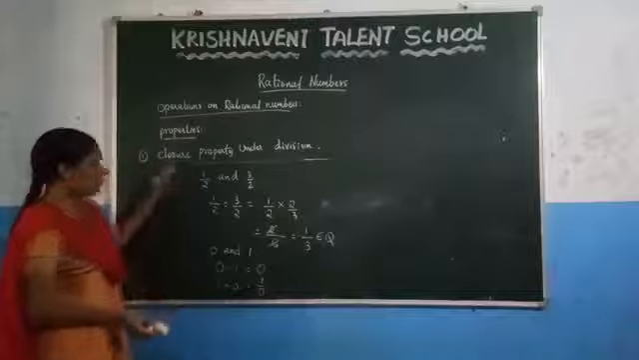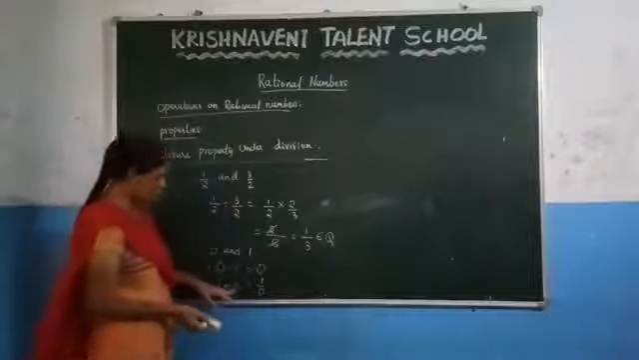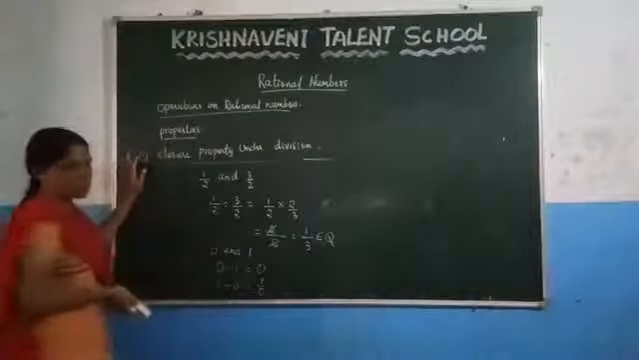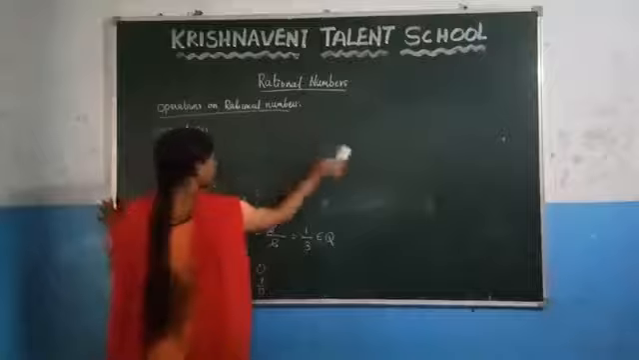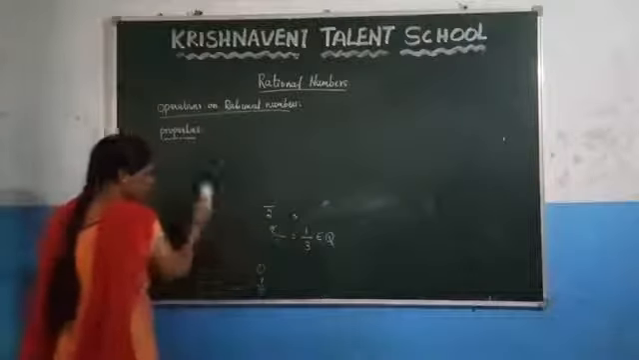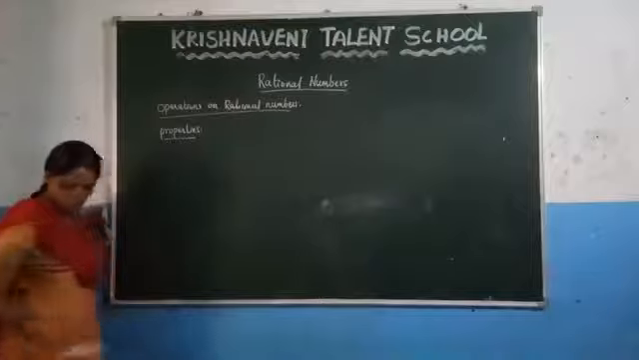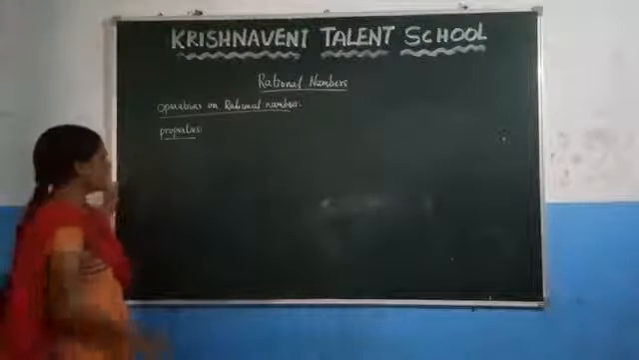So closure property holds good under division, except for one condition, that the denominator should not be equal to 0. This is the closure property. What the closure property says is, if you consider any two rational numbers, if you add, subtract, divide and multiply, the result should always be a rational number.